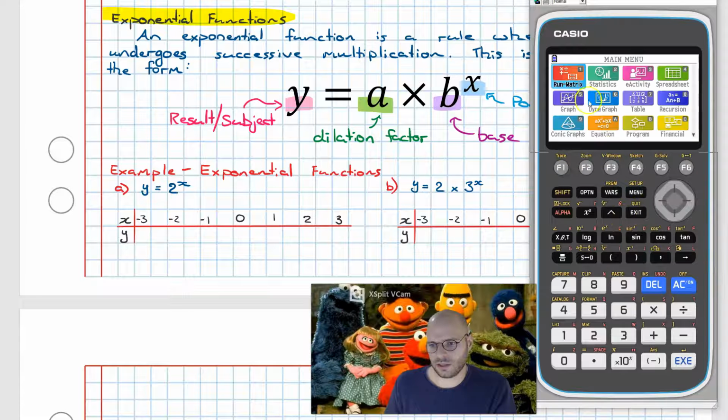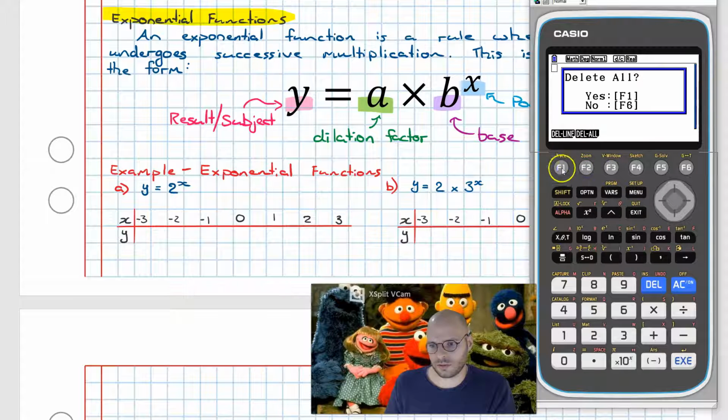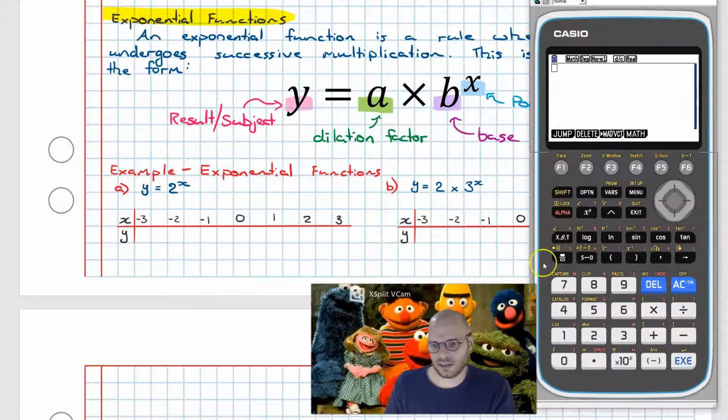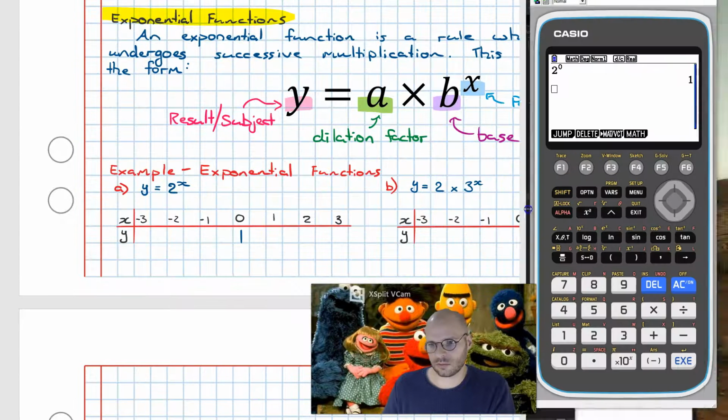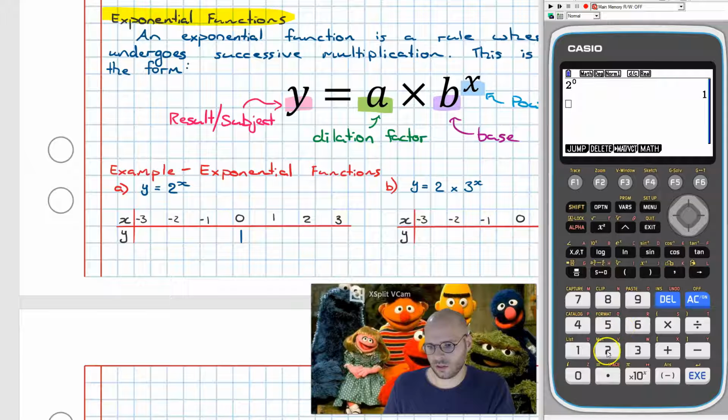So I'll clear all memory. I'll take myself into matrix mode and clear memory. Then I'm going to key in the function, so it's everything on the right. We're doing 2 to the power of, and we'll start from 0 here. Because this is to a power of 0, I'm expecting a value of 1. Moving across, we go 2 to the power of 1. We expect that to be 2. 2 to the power of 2 is simply 2 squared, which is 4. And then 2 to the power of 3.